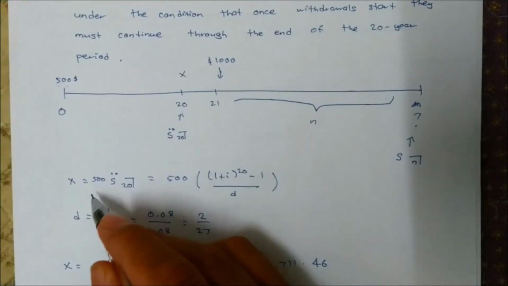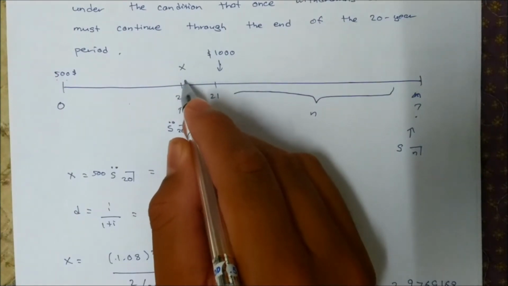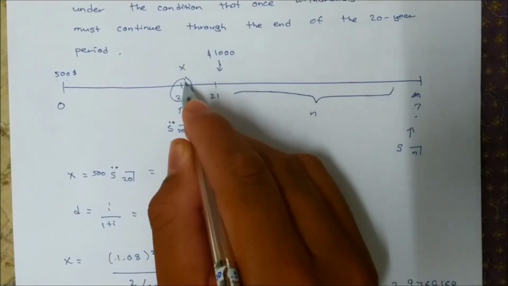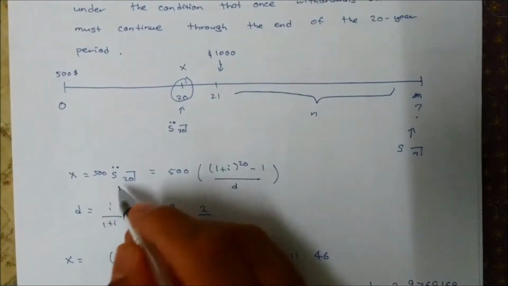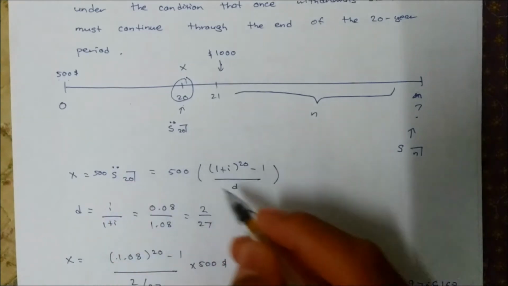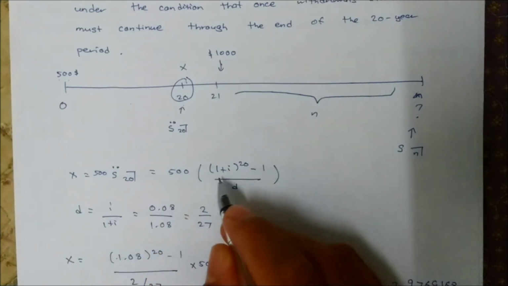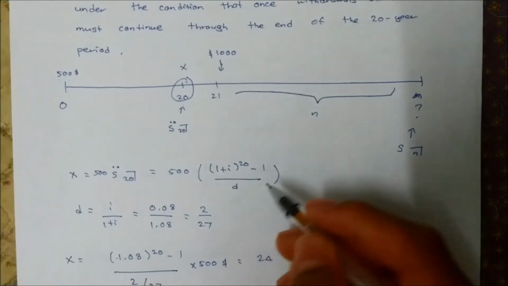So our formula is going to be X, denoting the accumulated value here. So our equation is going to be X equals 500 times s double dot angle 20, which equals 500 times 1 plus i to the power of 20 minus 1 over d.